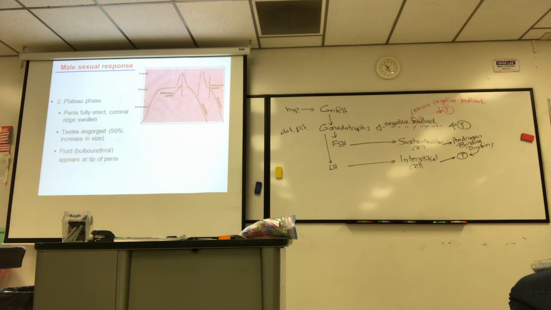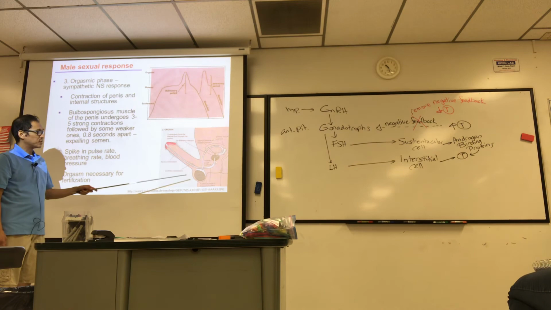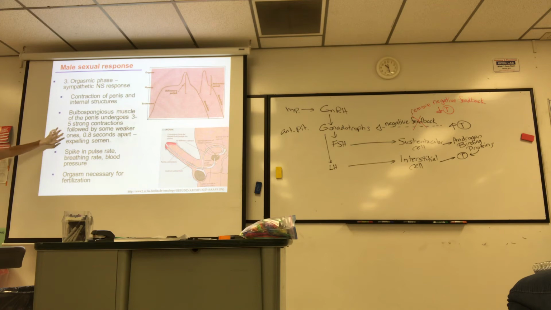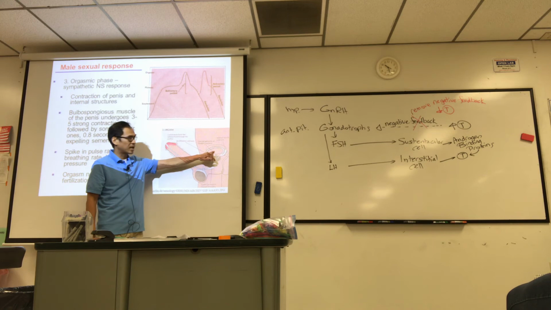In the plateau phase, we see our maximal changes. You may see some fluid from the bulbourethral gland at the tip of the penis. The orgasmic platform in a man involves a lot of contractions. I mentioned the bulbospongiosus muscle that provides 3 to 5 strong contractions followed by a few weaker ones, spread out about 0.8 seconds apart. One key thing for reproduction, orgasm is necessary for fertilization because the ejaculate has the sperm. There's a contraction of the prostate and the muscles I mentioned. Also, there's a contraction of the sphincter to keep urine inside the bladder if there's anything in there.